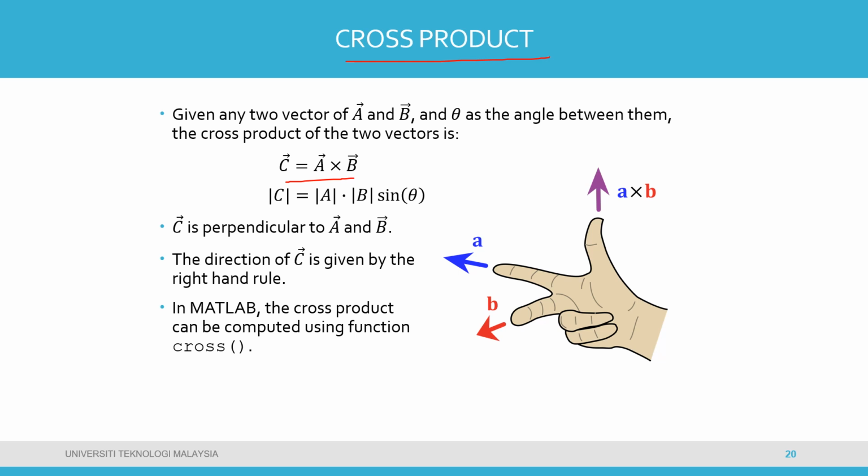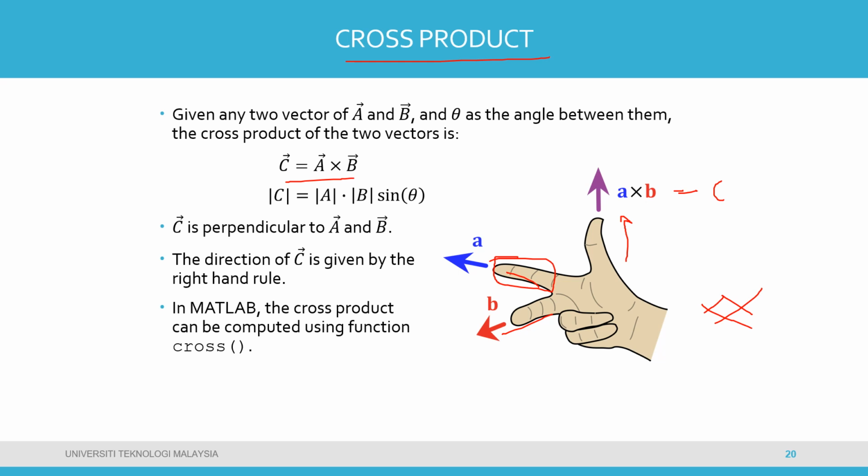You can see here, you have A, you have B. A is the index finger. You have to use the right hand. This one is the right hand, and B is this one, the middle finger. Index finger, and then the thumb will be the direction of C. C needs to be perpendicular.